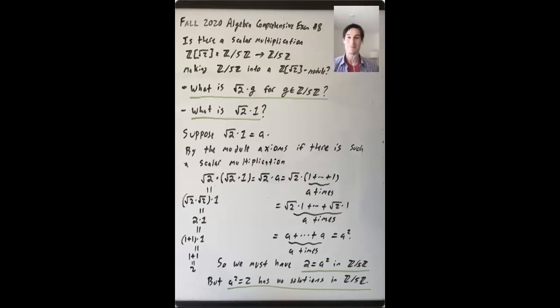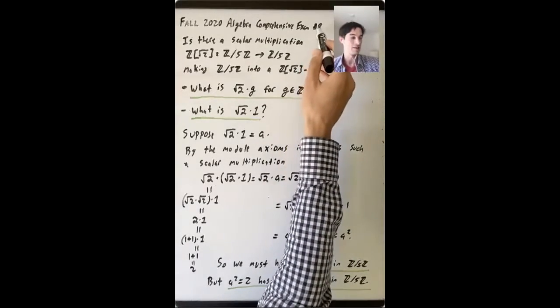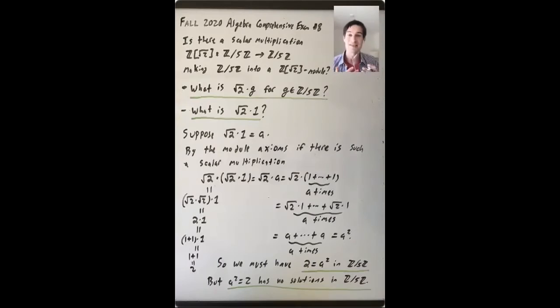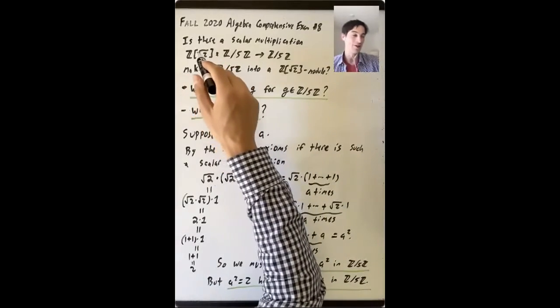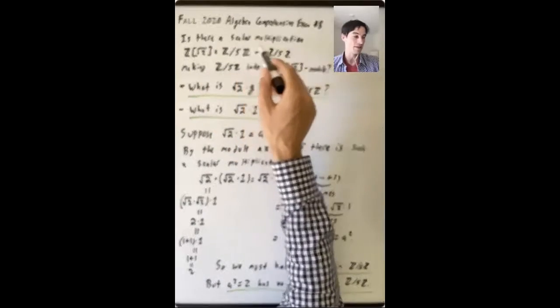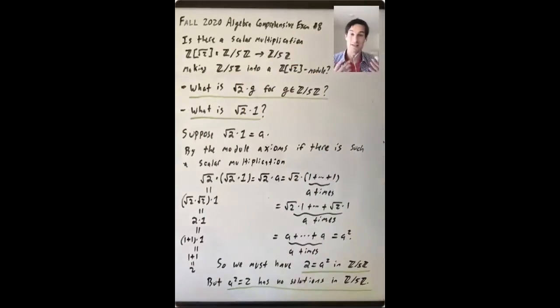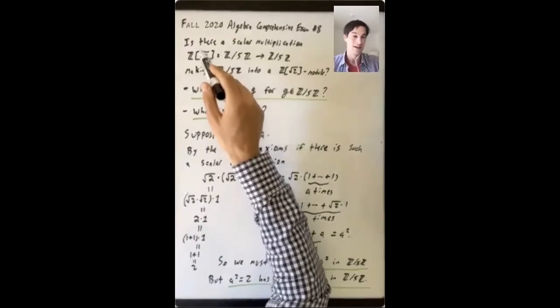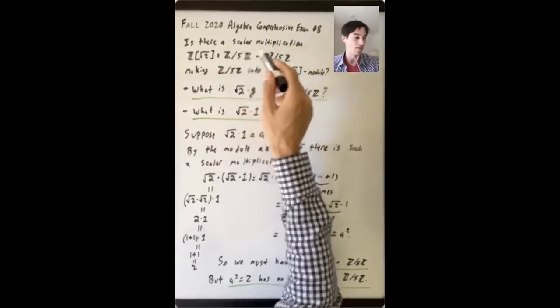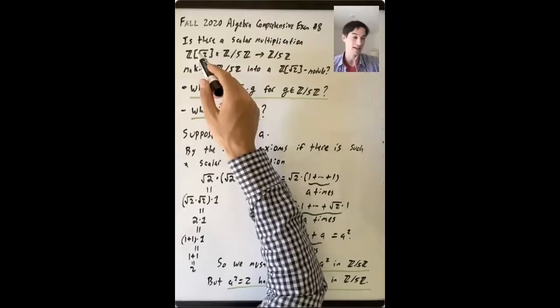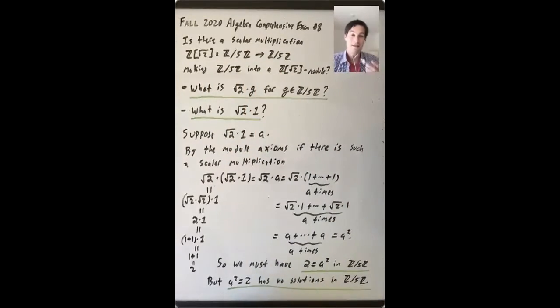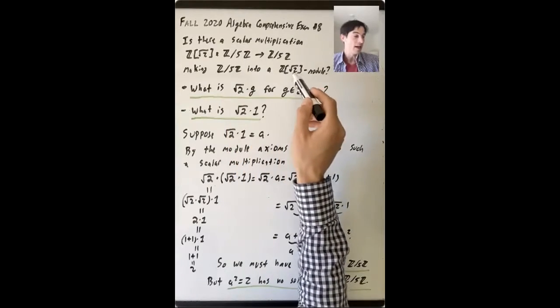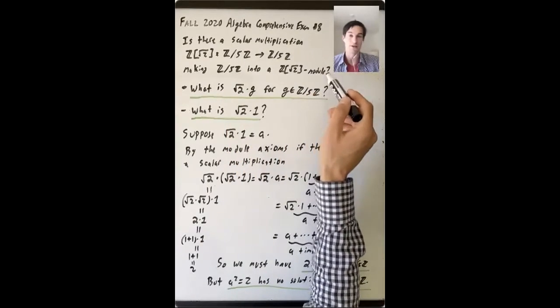Our next example comes from the fall 2020 Algebra Comprehensive Exam. This is problem number 8. And it asks, is there a scalar multiplication from Z adjoined square root of 2 cross Z mod 5Z to Z mod 5Z? So our scalar multiplication is a function from this ring cross Z mod 5Z to Z mod 5Z. It's an action of Z adjoined square root of 2 on Z mod 5Z that makes Z mod 5Z into a Z adjoined square root of 2 module.